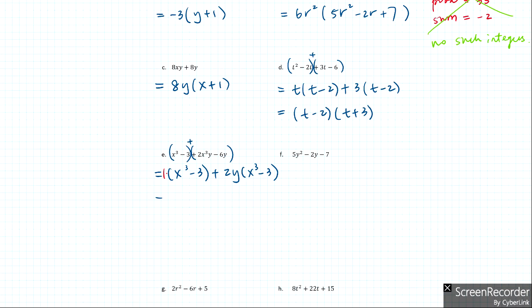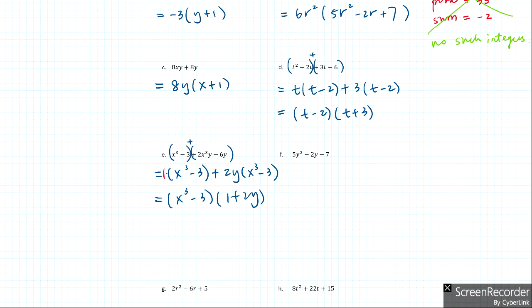So if you see that, we can factor x cubed minus 3 out from both groups, leaving us 1 plus 2y over here. And we can't further factor either factor anymore, so we're done factoring with this problem.